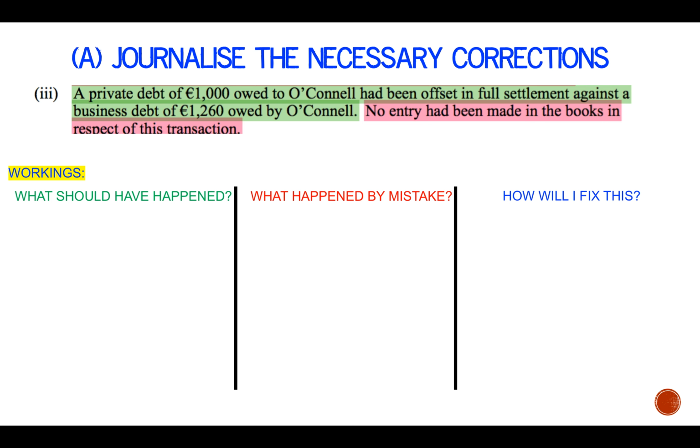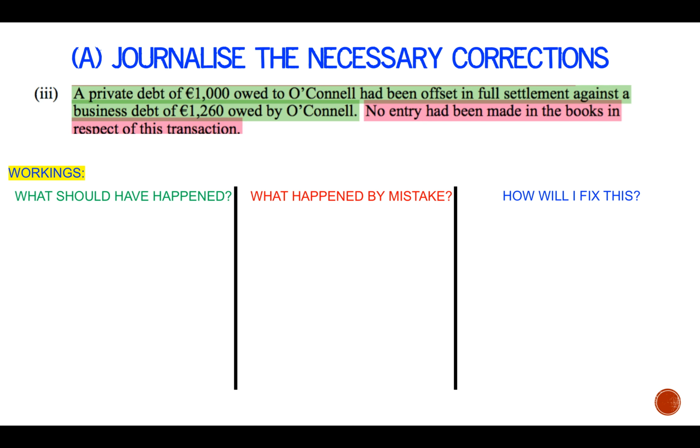A private debt of 1,000 owed to O'Connell had been offset in full settlement against a business debt of €1,260 owed by O'Connell. So no entry had been made in the books in respect of this transaction. Okay, so let's look at the green first.